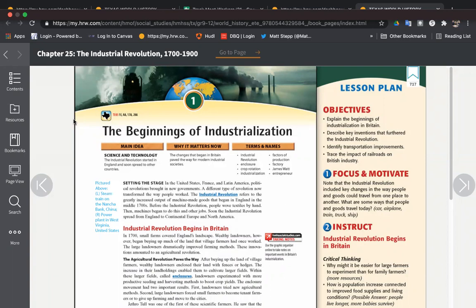In the United States, France, and Latin America, political revolutions brought in new governments. A different type of revolution now transformed the way people worked. The Industrial Revolution refers to the great increased output of machine-made items. So who made the items before the machines made the items? People did. Man did. All right. What that's called is cottage industry. All right. If it's small and it's a mom and pop type deal, that's kind of our cottage industry today.